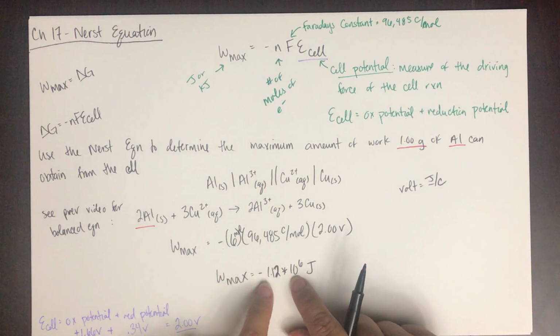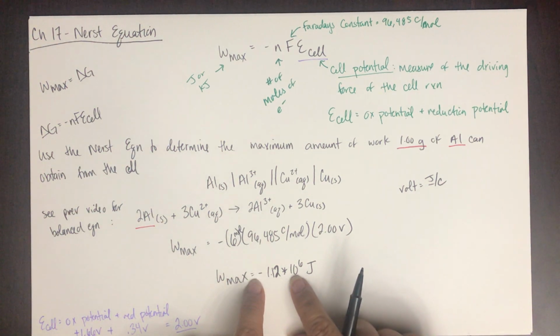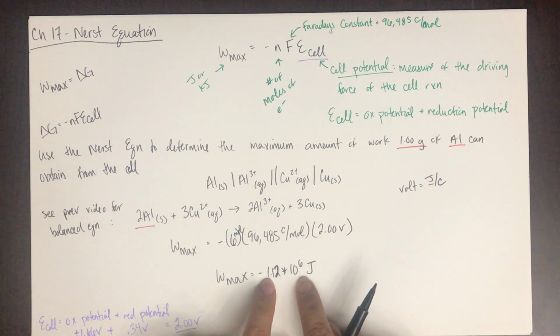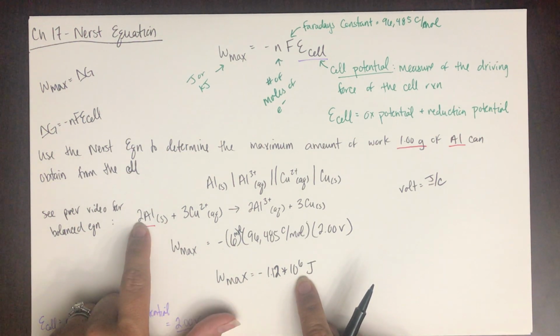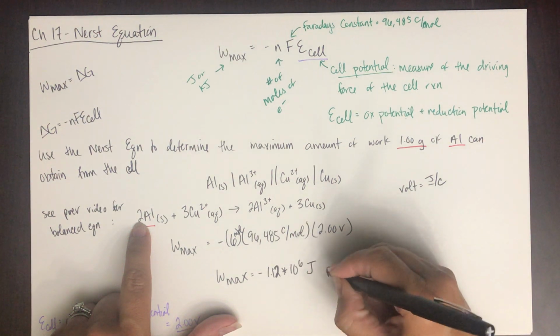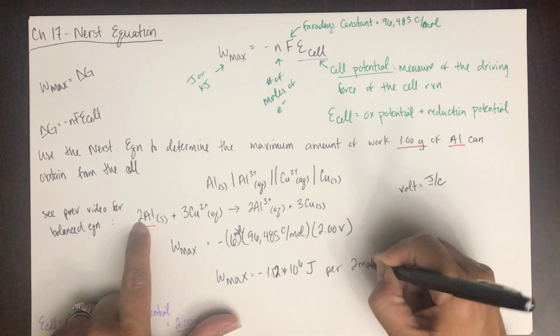So when you're doing the calculation, just keep in mind what this negative sign means. It's telling you the direction of the energy. It's telling you that this reaction is spontaneous. So let's convert. This is the amount of work that 2 moles of aluminum can do. So this amount of work per 2 moles of aluminum.